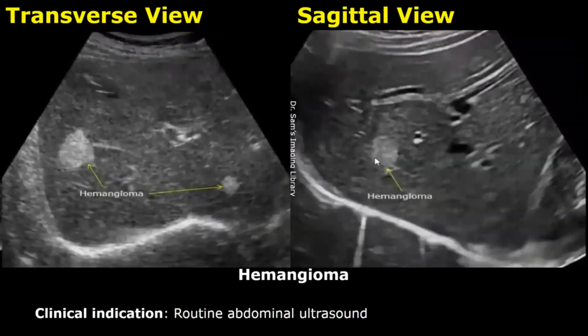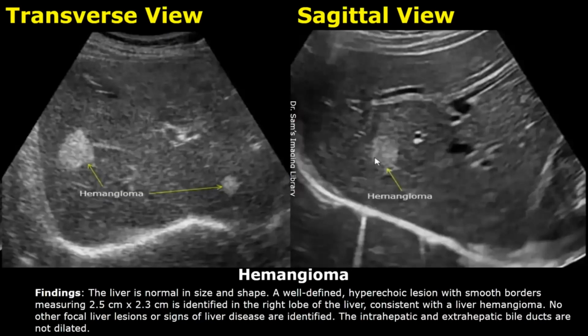A hemangioma is usually an incidental finding on ultrasound. Usually the clinical indication is routine abdominal ultrasound. The liver is usually normal in size and shape. A well-defined hyperechoic lesion with smooth borders is seen. Such hyperechoic masses are consistent with a liver hemangioma.